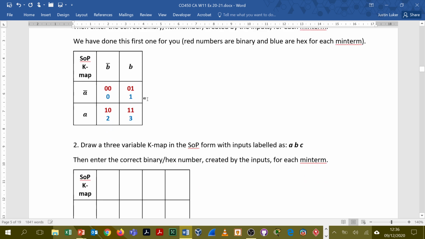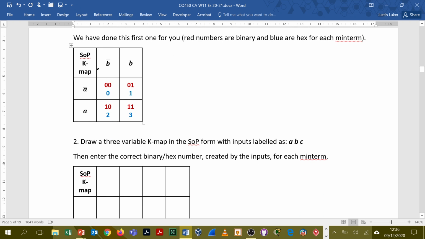So this is the first one done. So just 2 inputs, A and then B. So in the SOP one, we start off with them both as not A, not B, and then we go to obviously A and B. So these would be not B, not A, so that must be 0, 0 in the binary. So 2 inputs, both set to 0. This one is B, so that must be 0, 1, which is 1 in the hex. And here we have 1, 0, so that's 2 in hex, and 1, 1, which of course is 3 in hex.